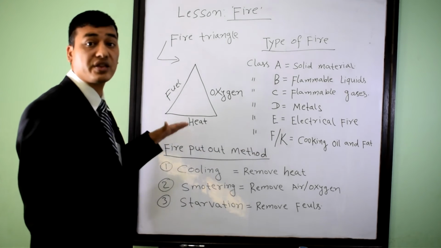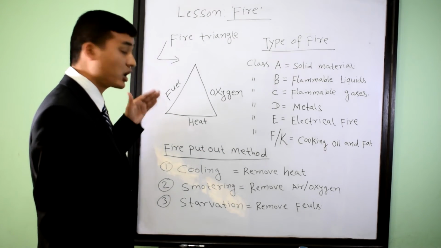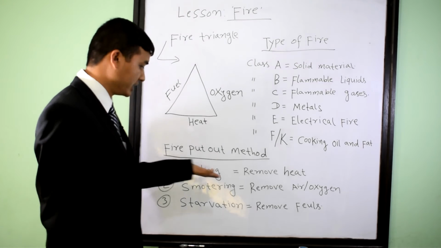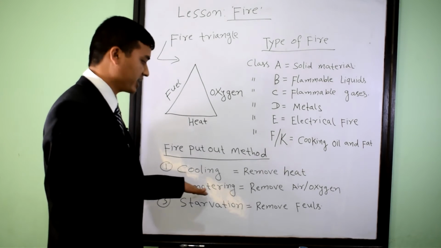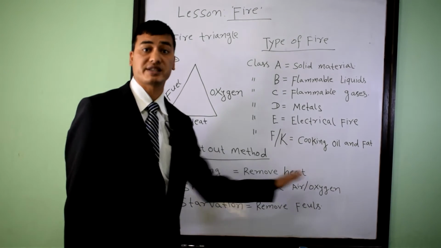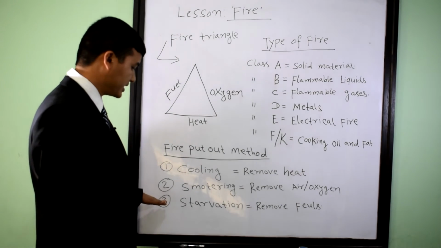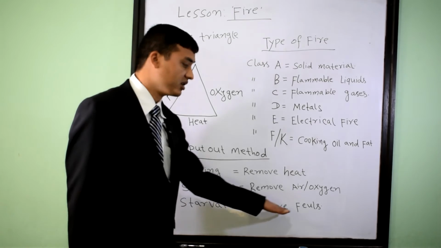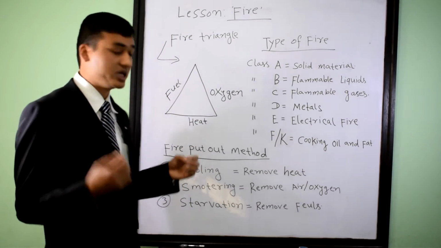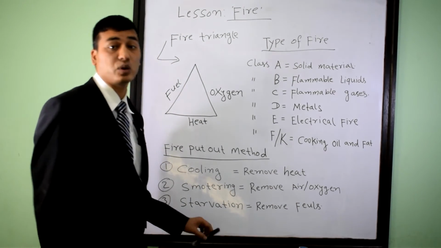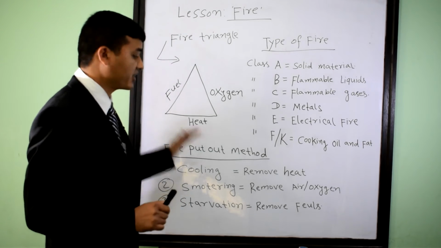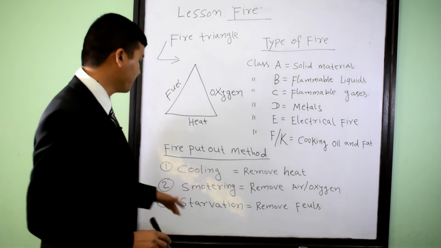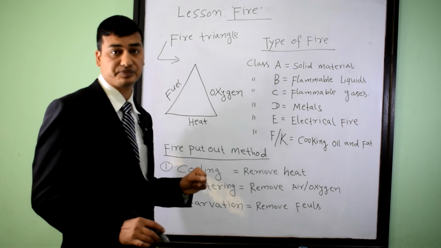Here are 3 methods to put out the fire. 1, cooling, remove the heat. Number 2, smothering, remove the air or oxygen. Number 3, starvation, remove the fuel. How can we put out the fire? We can put out the fire using one of these methods. Okay, one is cooling.